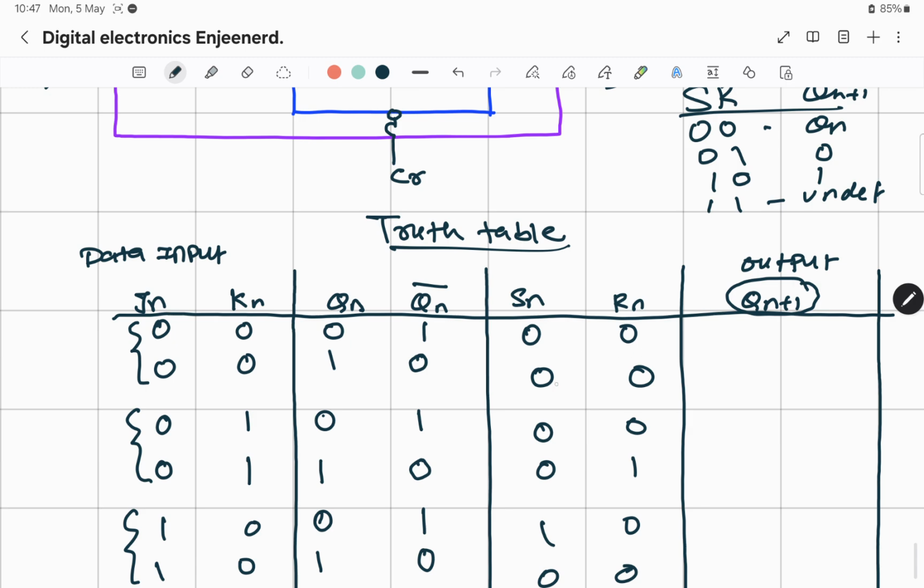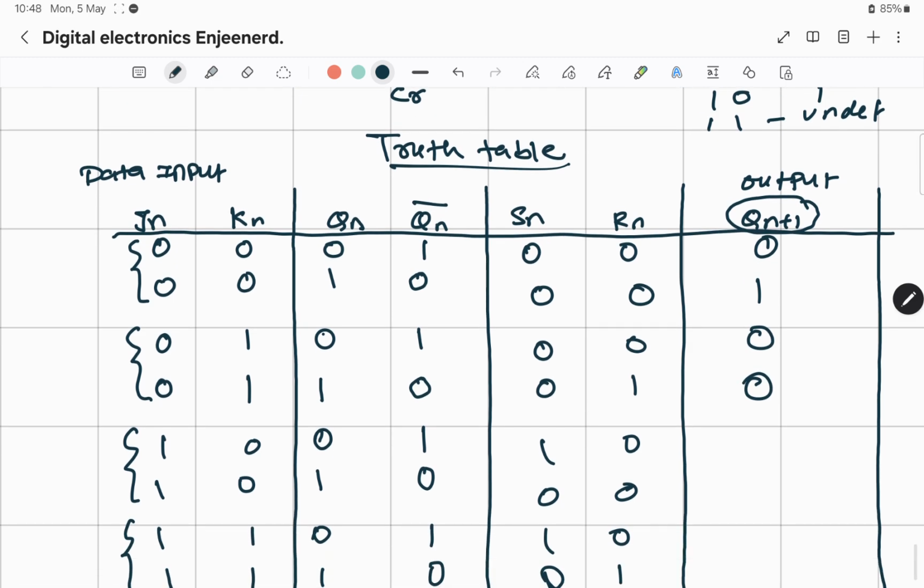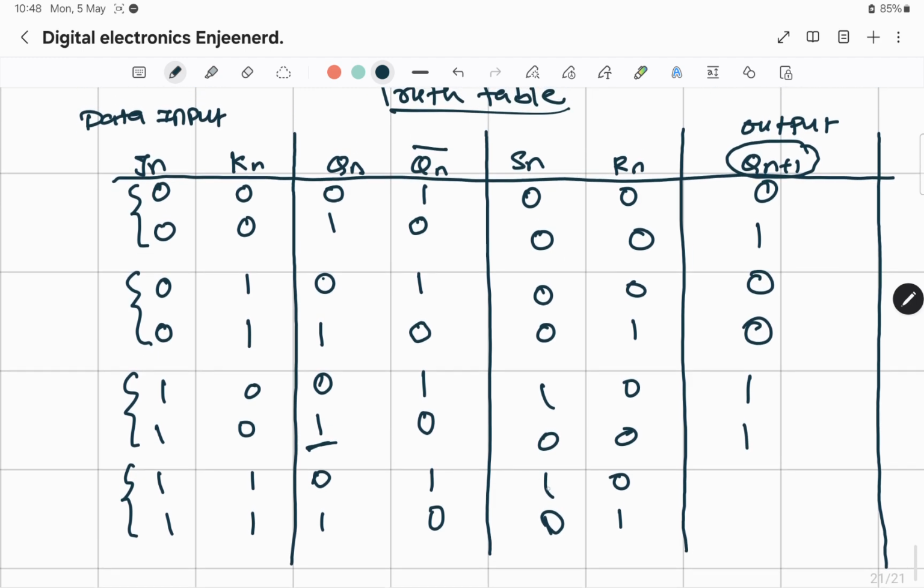Okay, so for 0 0, what is my output going to be? Qn plus 1 is going to be nothing but my Qn, right? So for 0 0, it is going to be Qn. So it's going to be 0 and 1 here, 0 and 1. So for 0 0, this 0 0 also I will have 0. For 0 1, my output is 0. For 1 0 my output is 1. For 0 0 my output is Qn, which is 1. For 1 0 my output is 1, and for 0 1 my output is 0, right? So this is the output that I am getting.